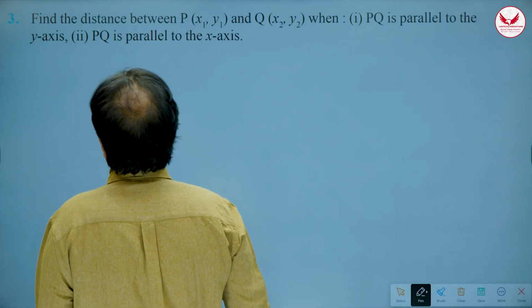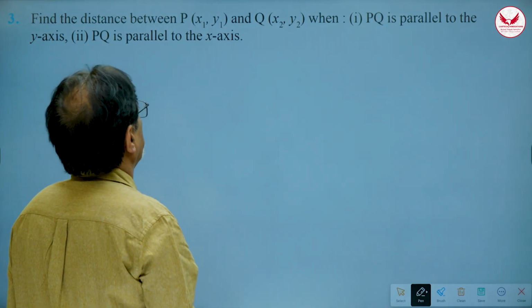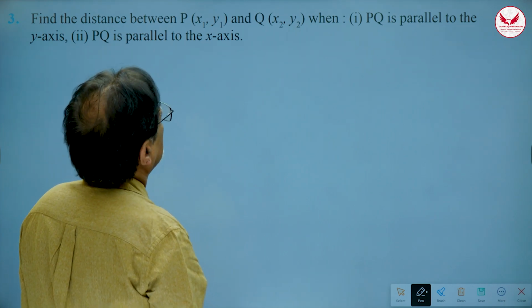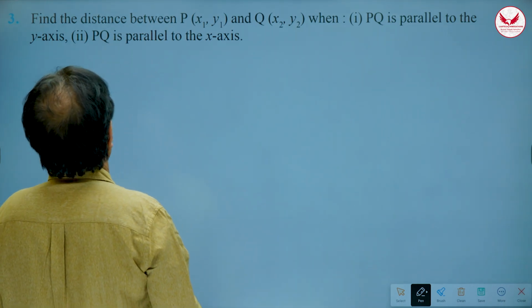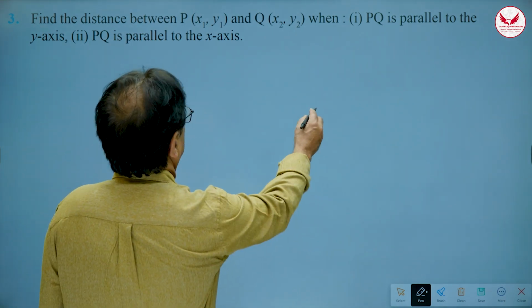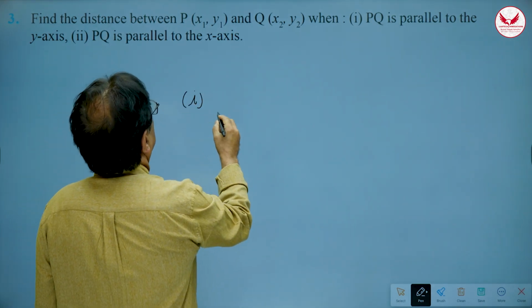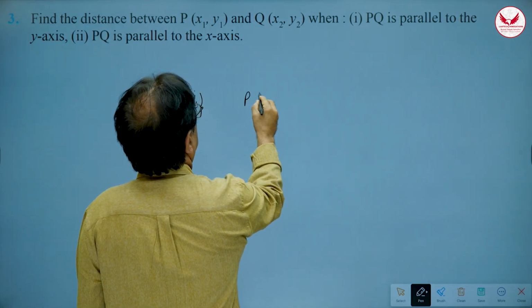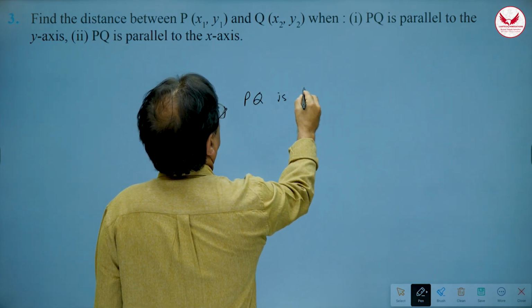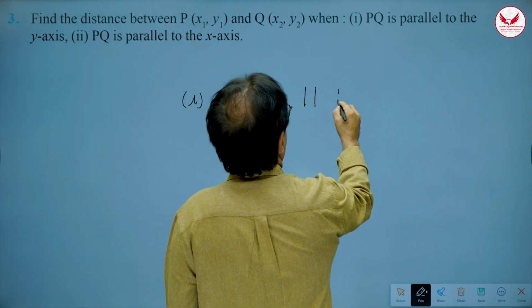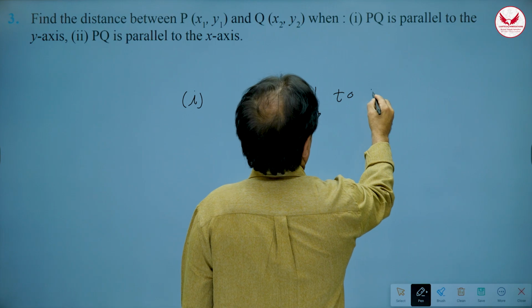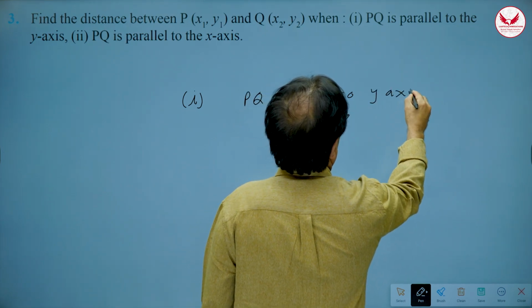Now there is another problem. Find the distance between the points P(x1, y1) and Q(x2, y2) if PQ is parallel to the y-axis and if PQ is parallel to the x-axis. There are two cases. So let us take the first case, case number 1. PQ is parallel to the y-axis.